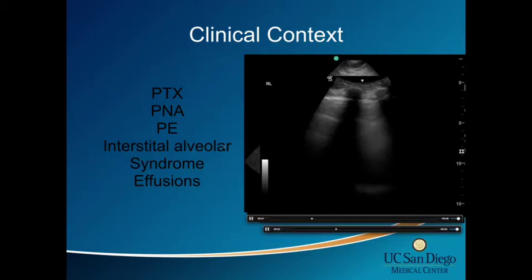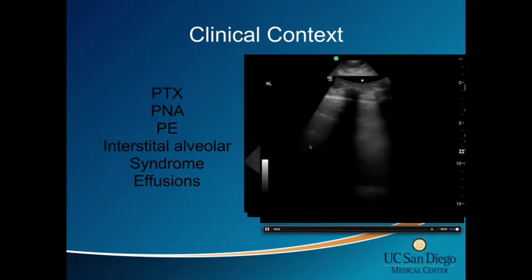Interstitial alveolar syndrome. Oh, go to PE real fast. So PE, basically you have normal lungs, right? Because there's nothing wrong with the lung parenchyma. So you have A lines, and you have normal lung.